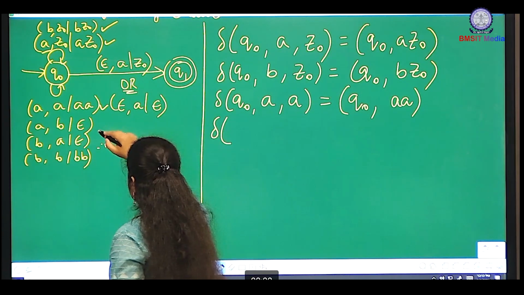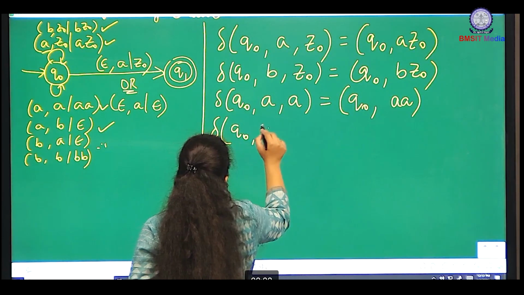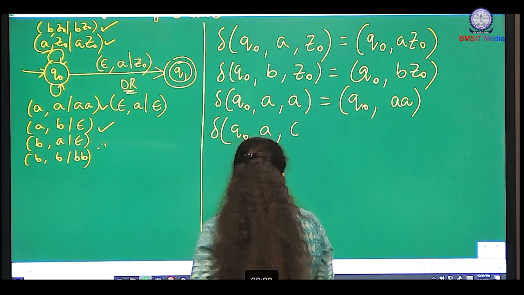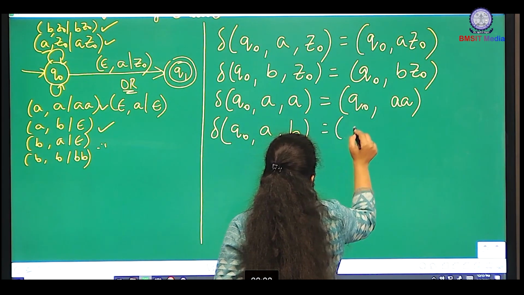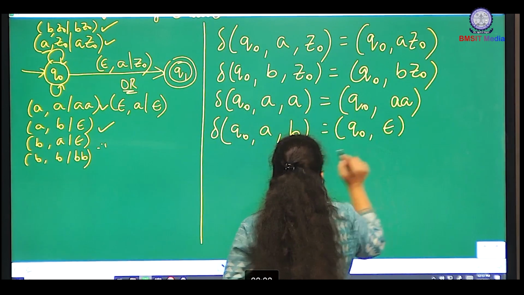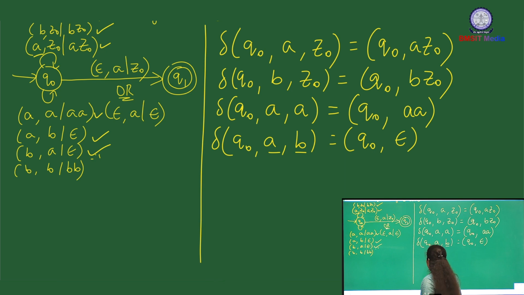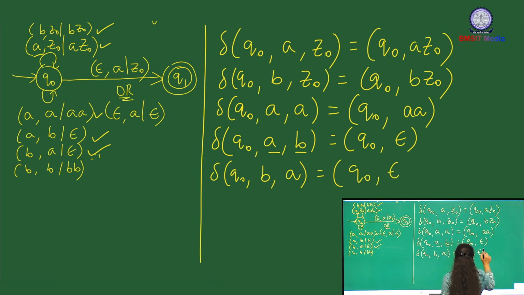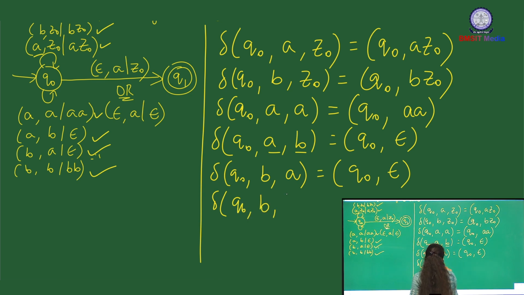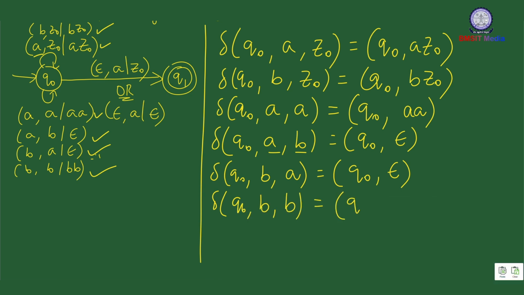So, for the next transition, Q naught, A is the input symbol, B is the stack symbol. So, Q naught, you will simply pop because both are different elements. So, BA, you are reading B as the input symbol and A is in the stack, you will simply pop it. Delta, for the next transition, Q naught is the current state, B, you will simply push it into the stack.